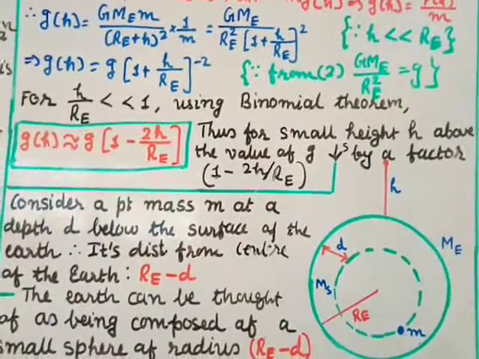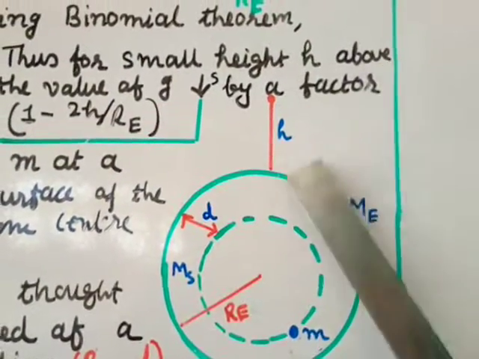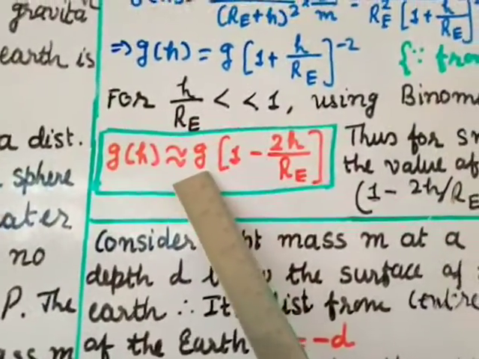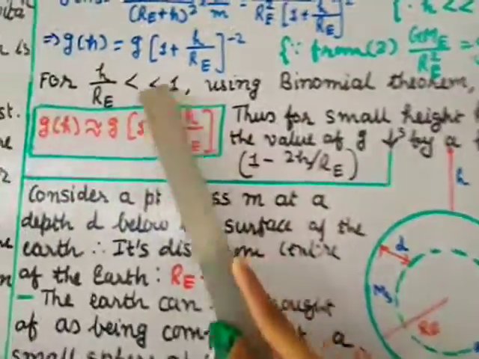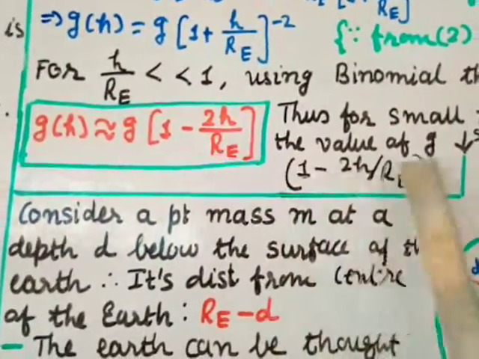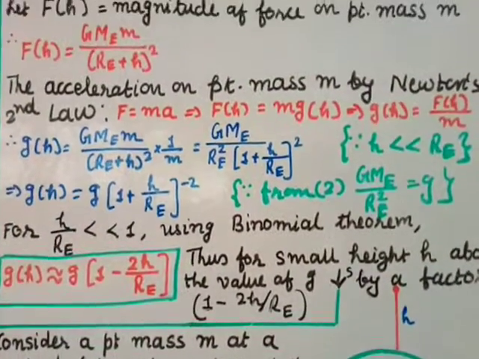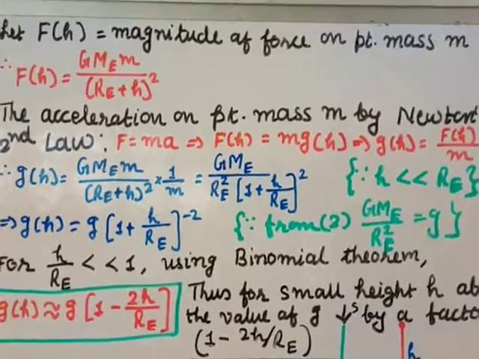So it says that at a small height h above the surface of the earth, the value of g, the acceleration due to gravity, decreases by a factor of 1 minus 2h by Re. Here I have written the conclusion of this. So that is when a point is above the earth at a height h.